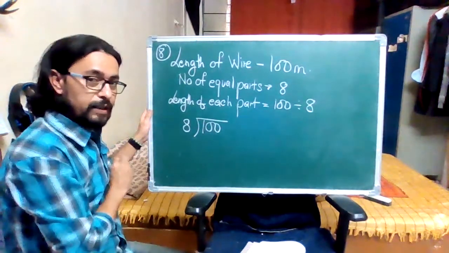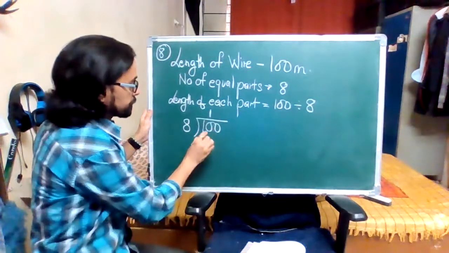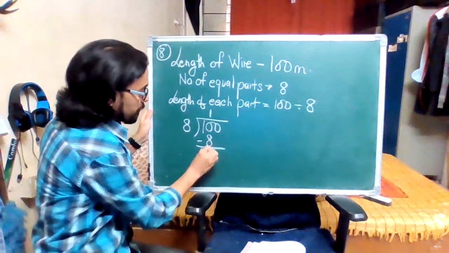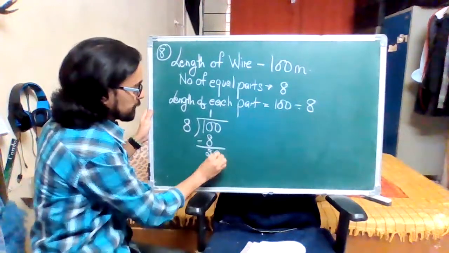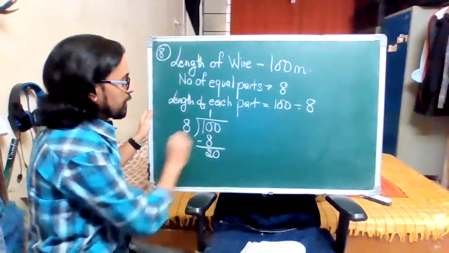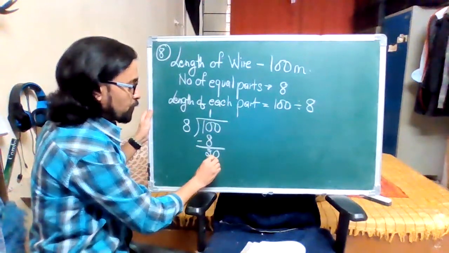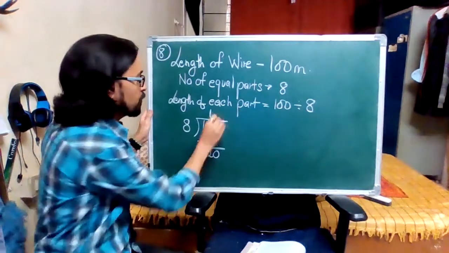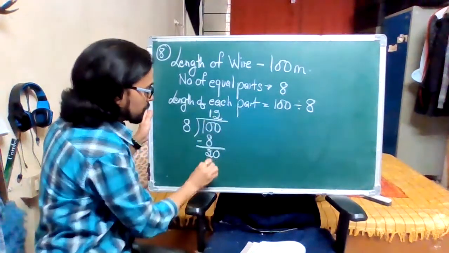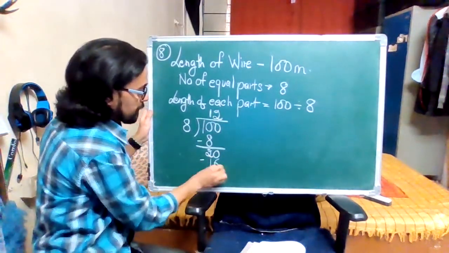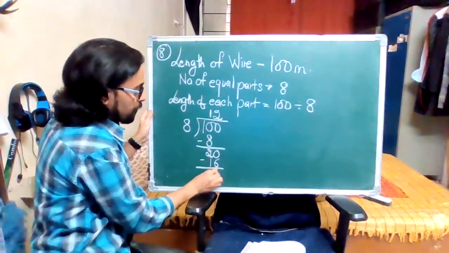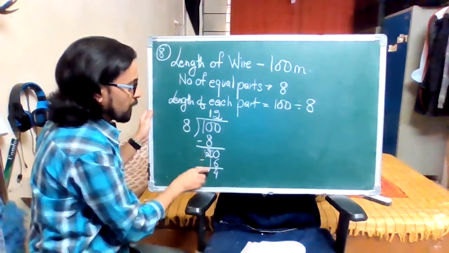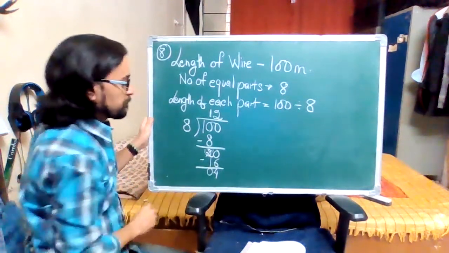And we all know how to divide. So 8 ones are 8. Remainder 2. Take down 0. 8 2s are 16. 8 3s are 24. So it won't go 3 times, it will go 2 times. 8 2s are 16. Remainder 4. Because from here I'll take 1. This will become 1. 10 take away 6, 4. 1 take away 1, 0.